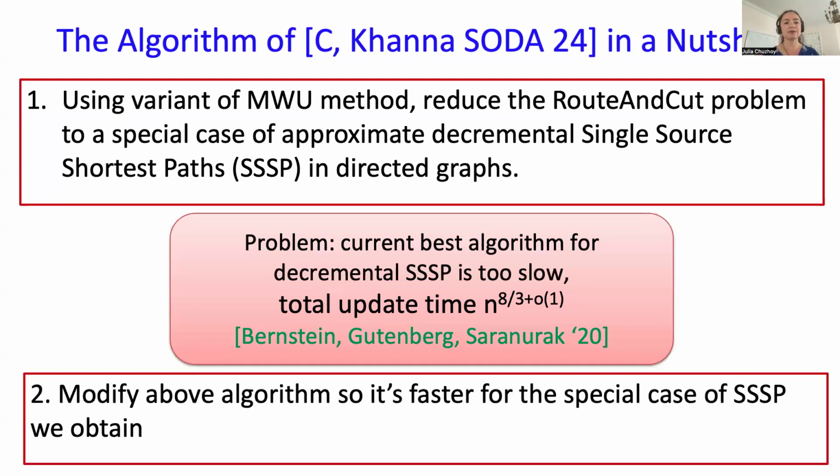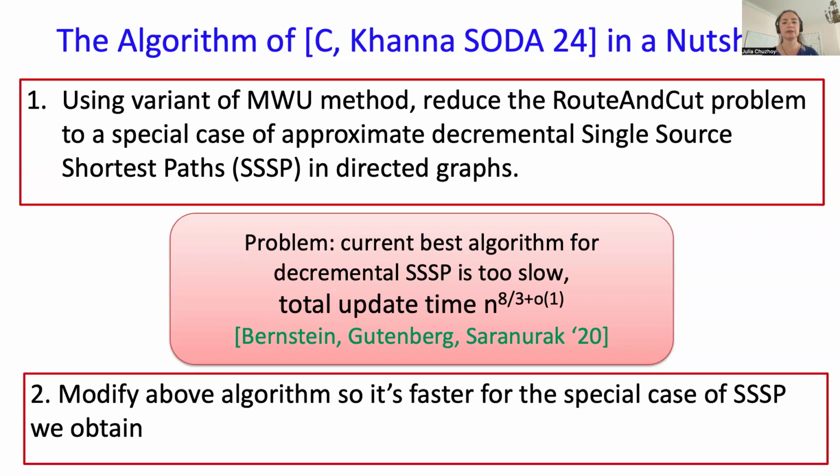So the second insight, or part, of the SODA paper is that we only need to deal with a special case of single-source shortest path that arises from this reduction. And for this special case, we can simply speed up this algorithm and get it faster. So this is at a very high level how the SODA paper algorithm works.